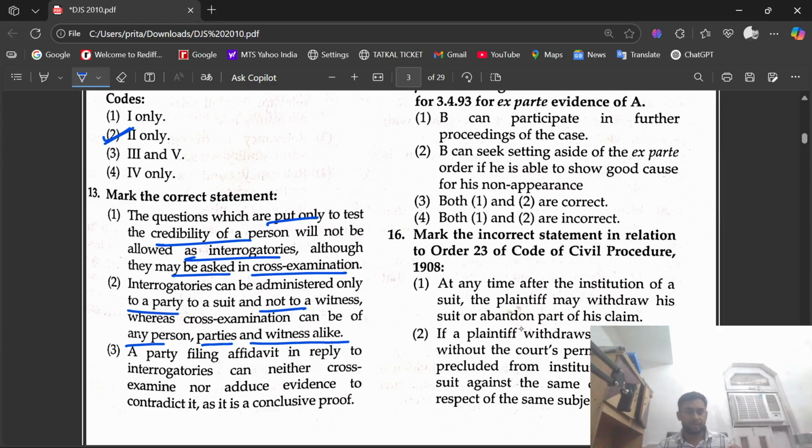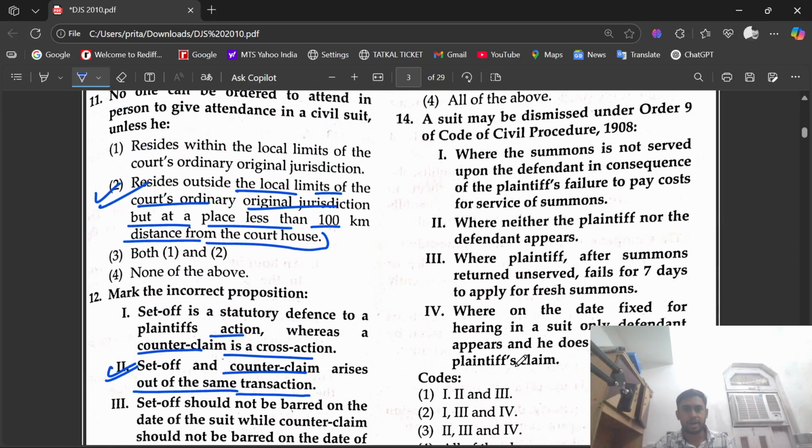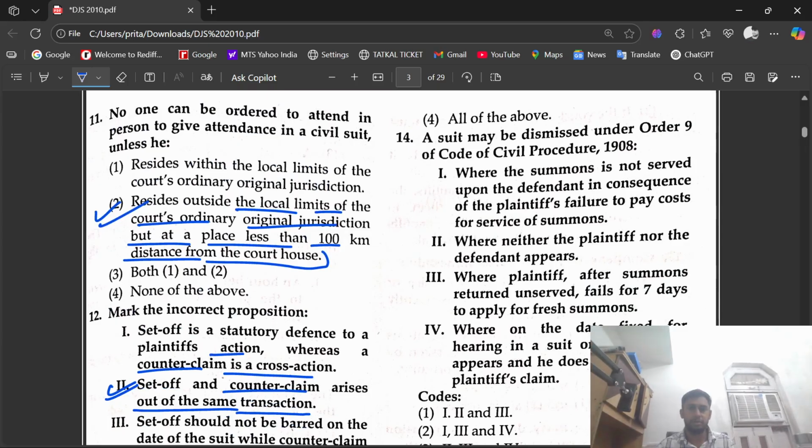Okay. A party filing affidavit in reply to interrogatories can neither cross-examine nor adduce evidence to contradict it, as it is a conclusive proof. The right option is option 4, that is all of the above. Question number 14.